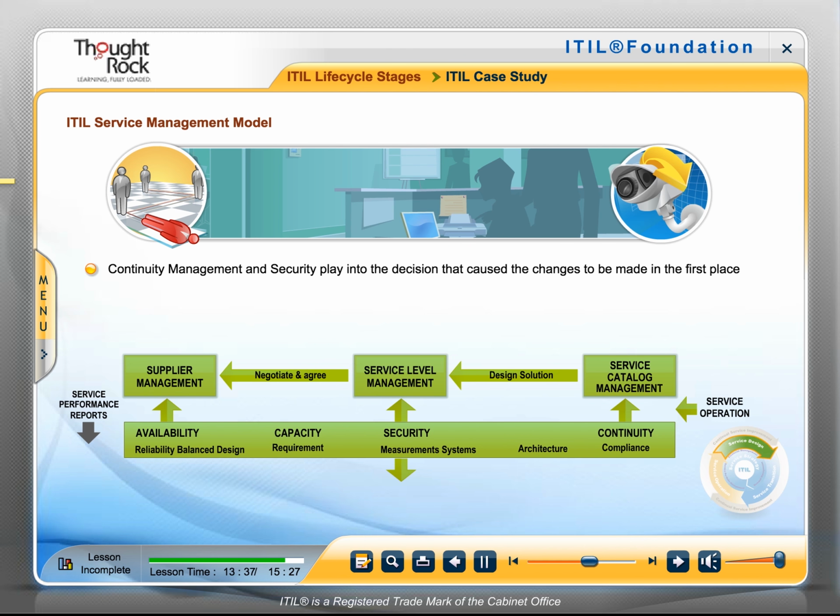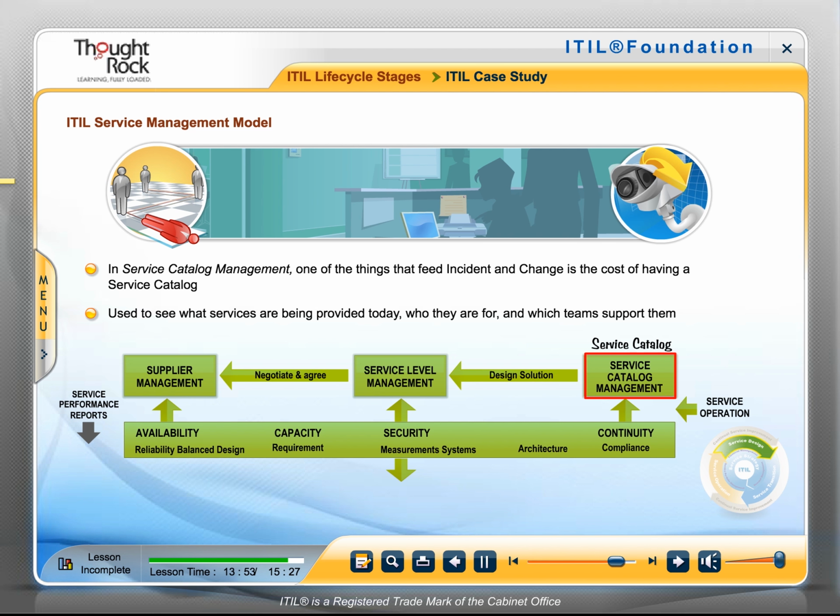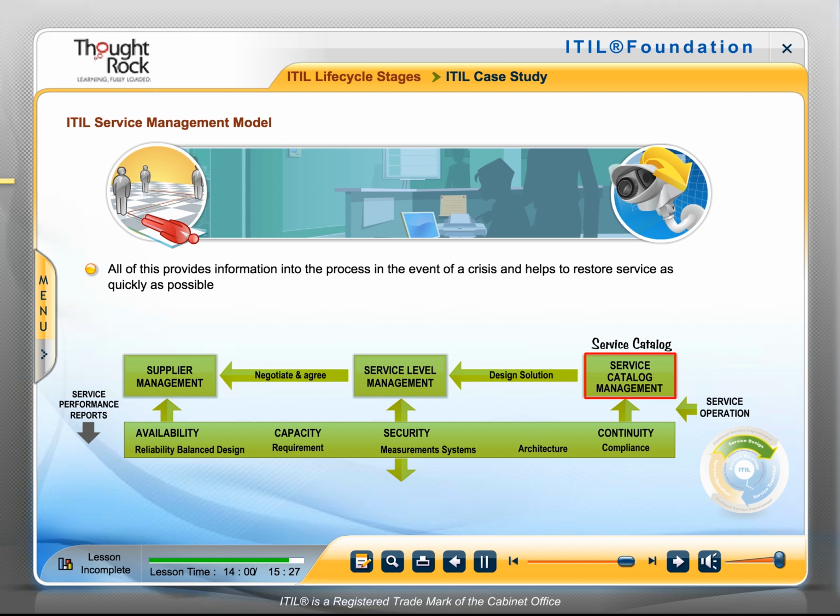So all the right reasons existed to make the changes, but you can see how repeatable processes might help prevent some of the errors we saw in this case. The last piece I'll point out to you is that in service catalog management, one of the things that feed incident and change is the cost of having a service catalog. This is used to see what services are being provided today, who they are for, and which teams support them. All of this provides information into the process in the event of a crisis, so it helps to restore service as quickly as possible.